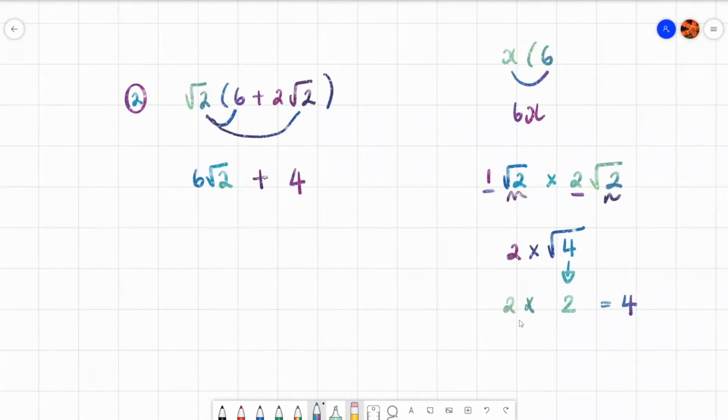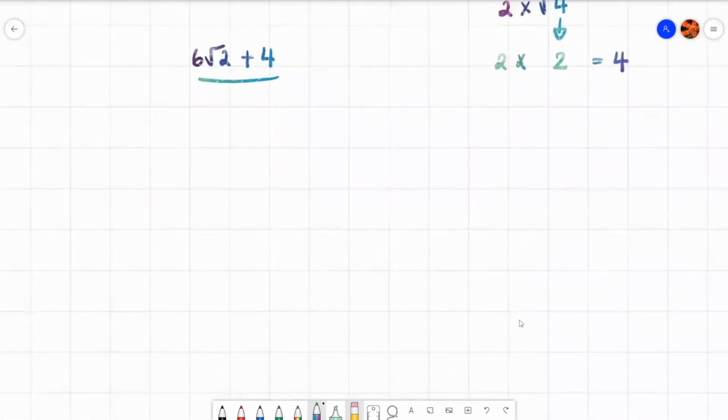So plus 4. Now, I can't simplify this any further because square root of 2 can't be simplified further. And we can't add them together because that doesn't have a square root 2 with it. Therefore, the answer is just 6 root 2 plus 4. Okay, let's have a look at another example.